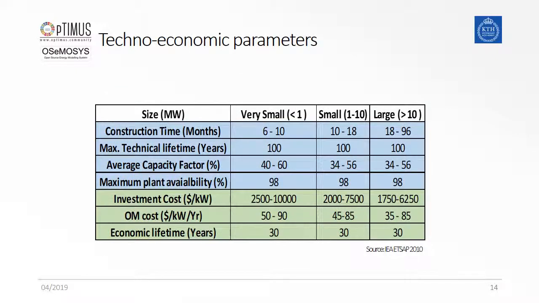In the table shown here, we have a summary of technical performance and cost parameters. It is distinguished between very small and large hydropower plants. Hydropower plants have longer technical lifetimes than most other power generation technologies. The capacity factor is of course strongly depending on the location of the power plant.